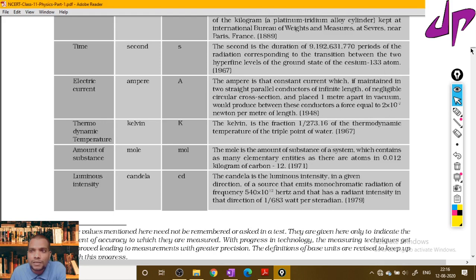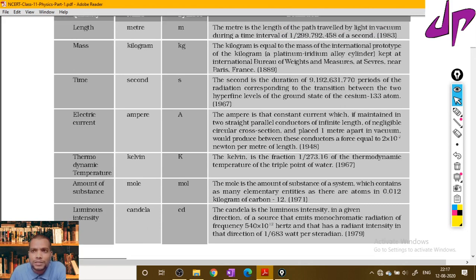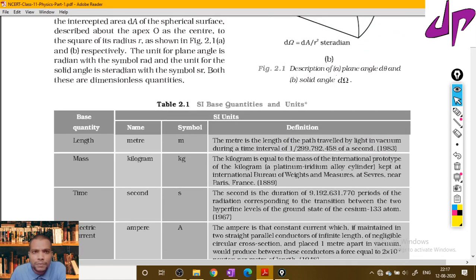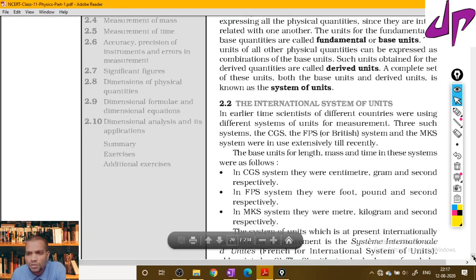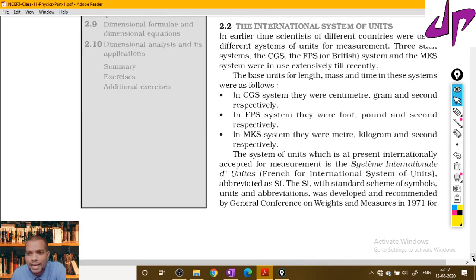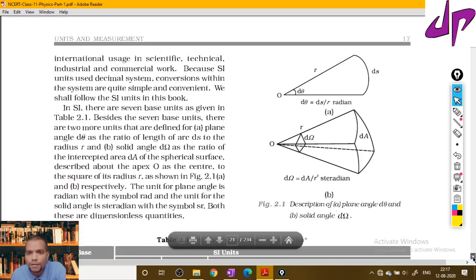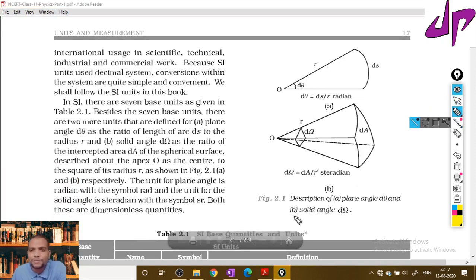So these 7 are defined as the 7 basic units. Apart from the 7 basic units, I would like to remind you of 2 more which we should not call basic units, but we can use in another manner. One is the solid angle, and one is the plane angle. This is the solid angle and the above is known as the plane angle, an angle.